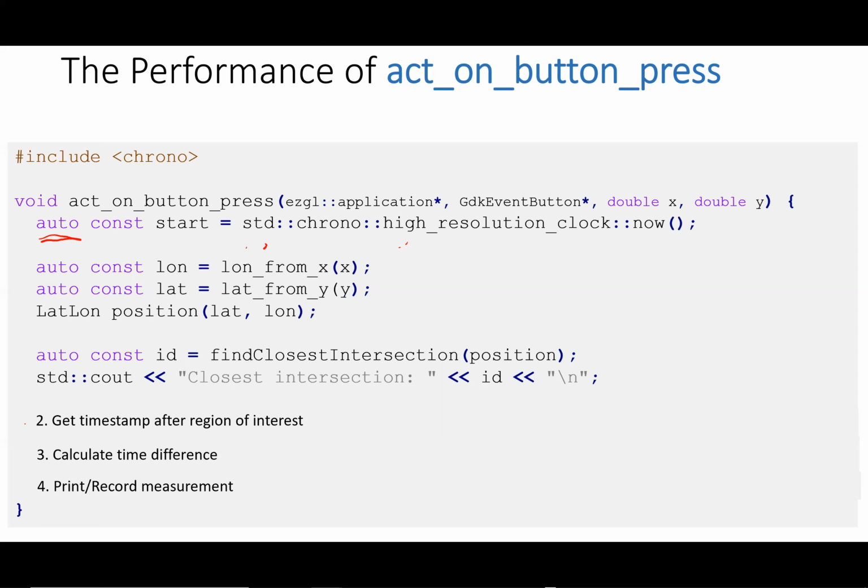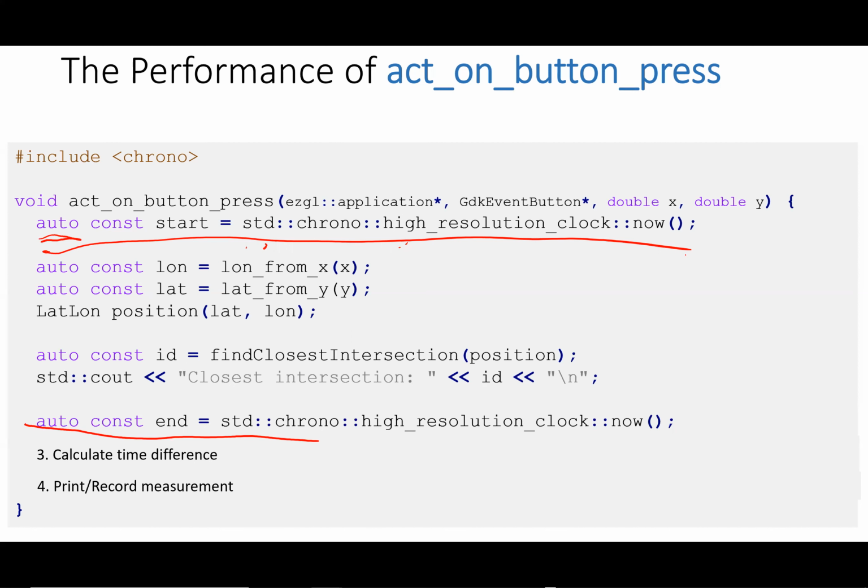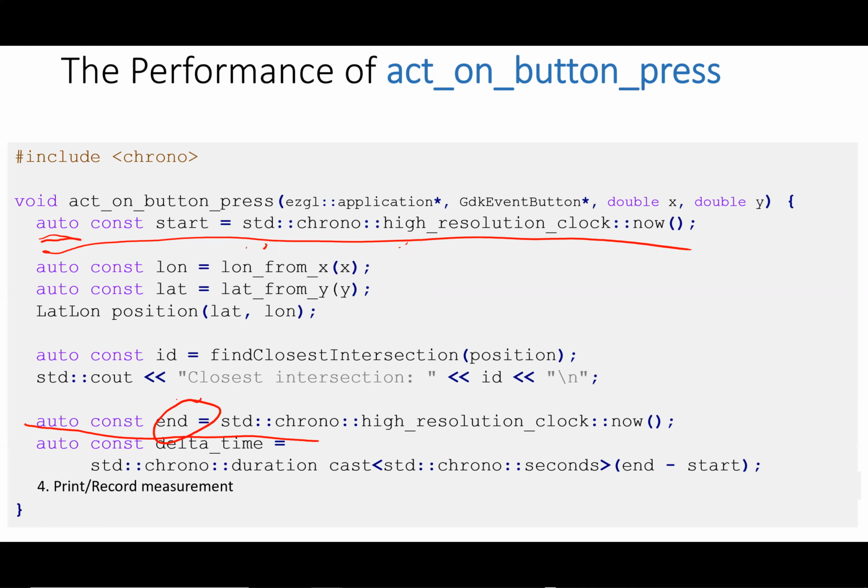And now I have to get the timestamp after the region of interest. That code is going to look identical. I'm just going to ask for the time again, just stored in a different variable. So I'll store it in this variable end. But it's the same call. Calculate the time difference. So I subtract them, and those objects have overloaded the subtraction operator, so it works. They're objects, they actually have all sorts of data in them.